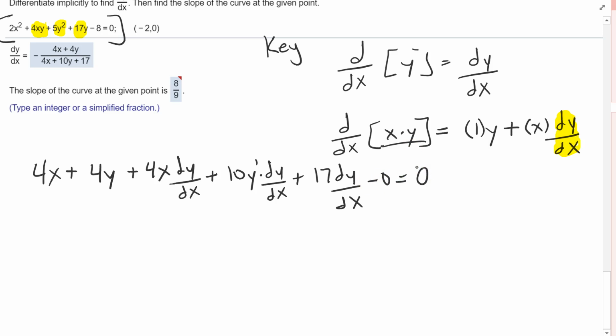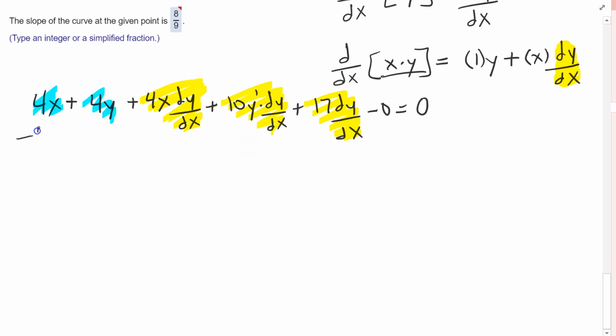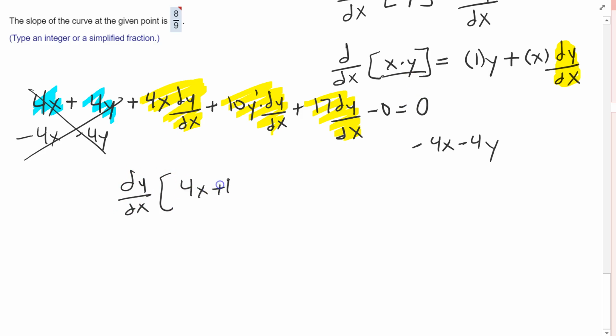So cleaning that up here, the terms that we want to isolate to one side are any terms with a dy over dx in them. We can move everything else to the other side, and so we'd have minus 4x minus 4y. And then if we factor out the dy over dx, we're left with 4x plus 10y plus 17 equals what we have over here.